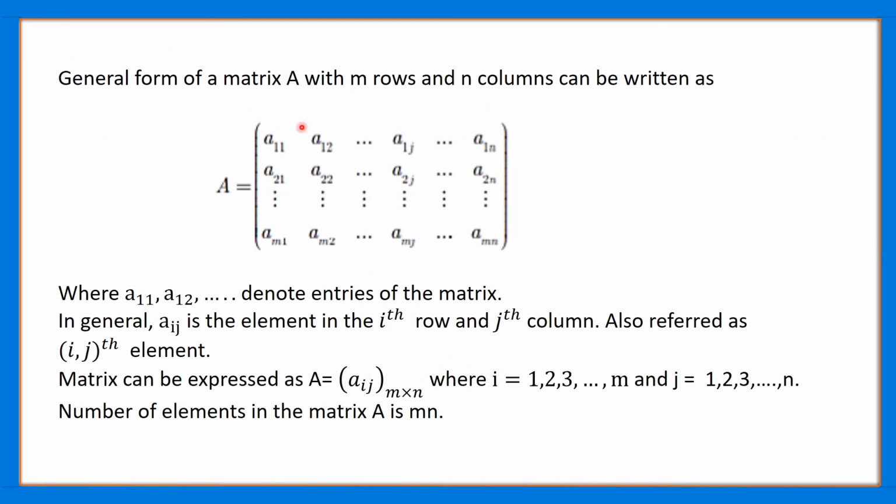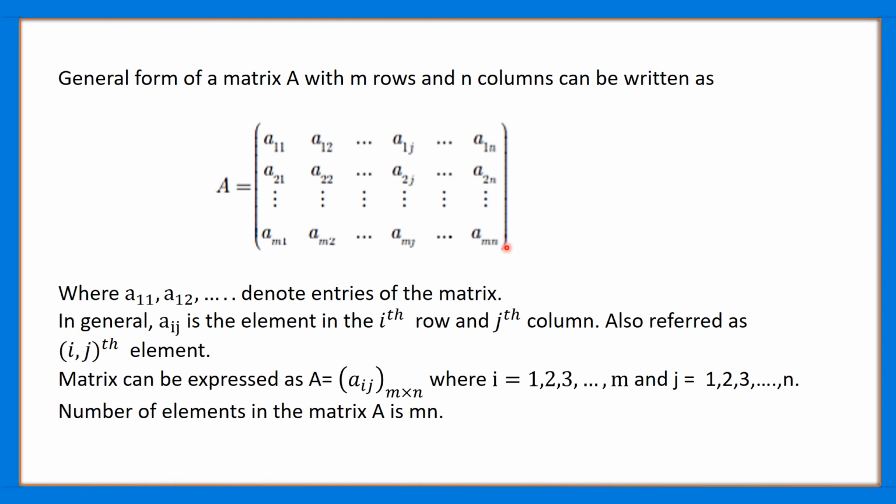Okay, how can we see the general form of a matrix that has m rows and n columns? The general form of a matrix is given as here. That is A11, A12, etc., A1j, etc., up to A1n. Similarly, A21, A22, etc., A2j, etc., A2n, and up to Am1, Am2, etc., Amj, etc., up to Amn. So what does this tell us? That A11, A12, A1j, or if we take Amn, Amj, what does it tell us?